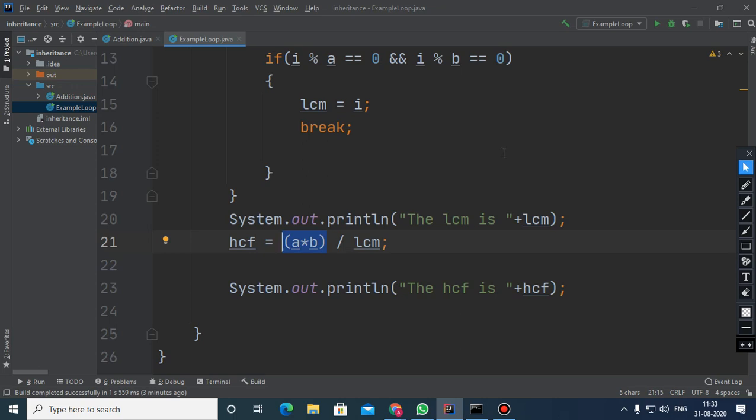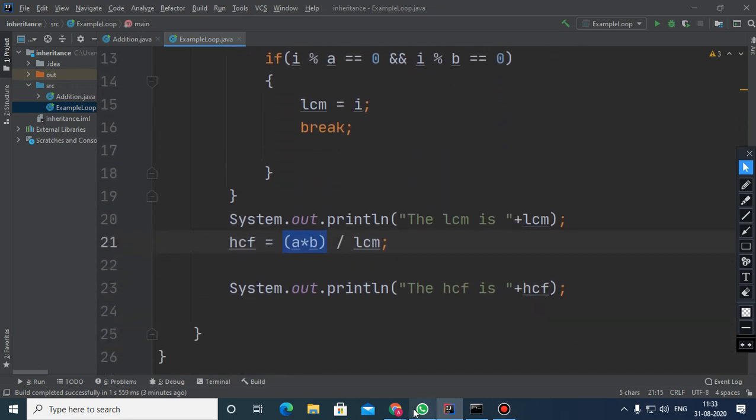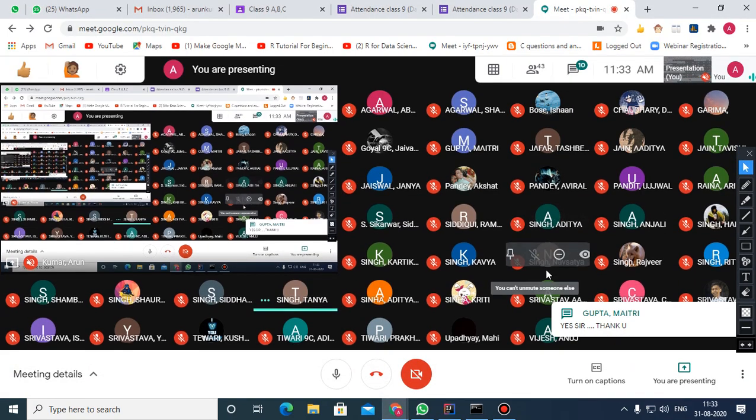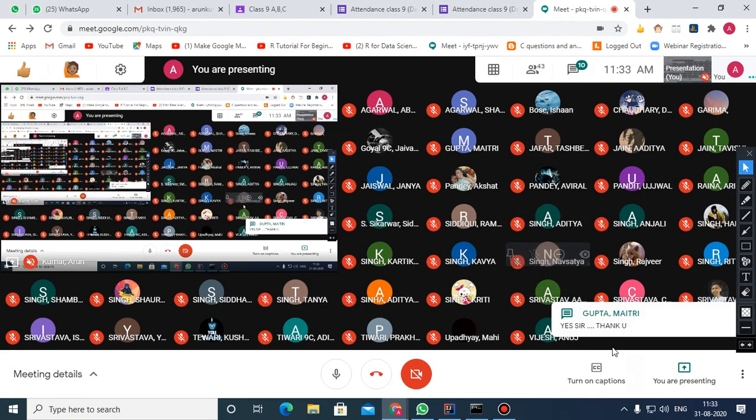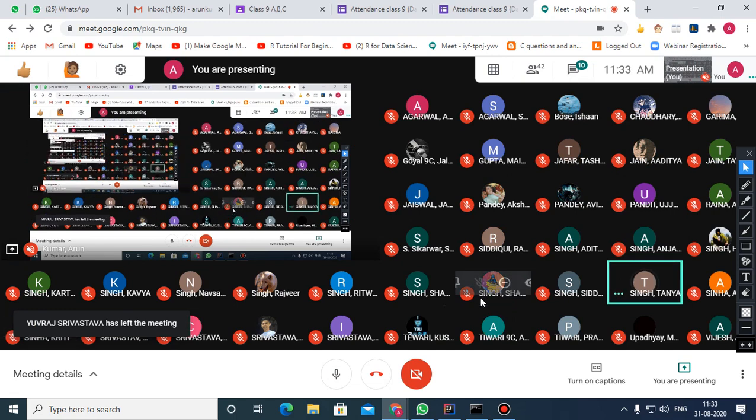Clear or not? Okay. So whatever I have taught, any problem? Siddharth Singh, Tanya Singh, Aditya Sinha, Chandni Srivastav, Chandni, Tanya, any doubt?